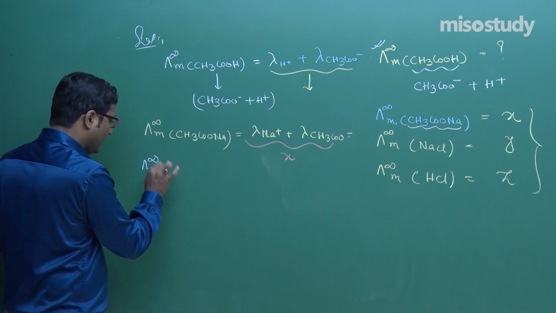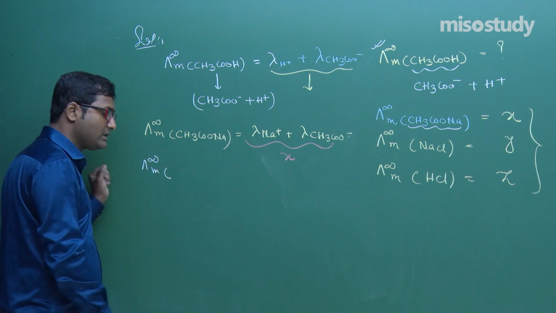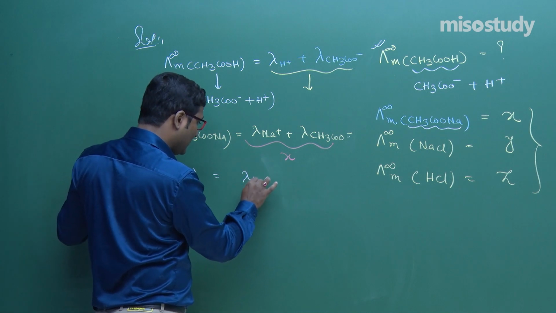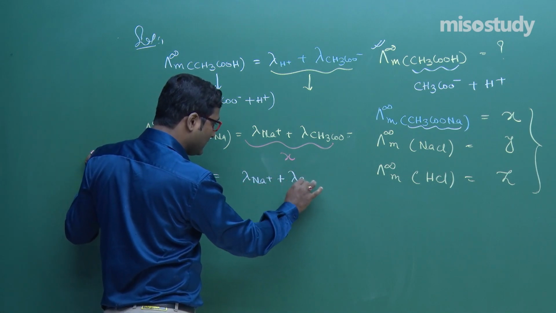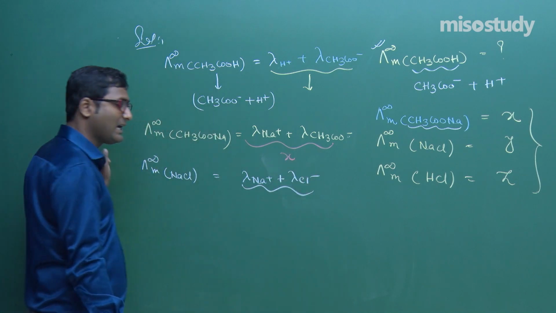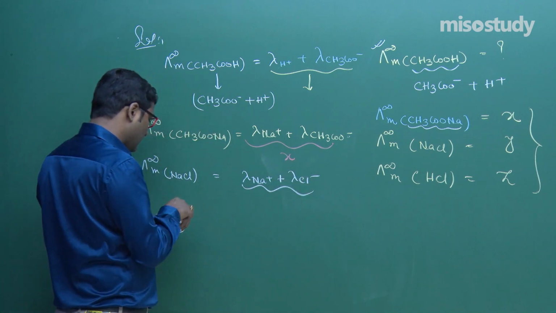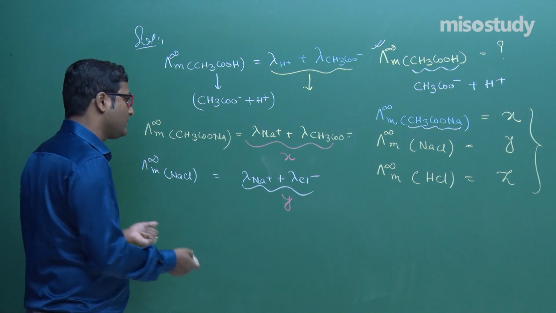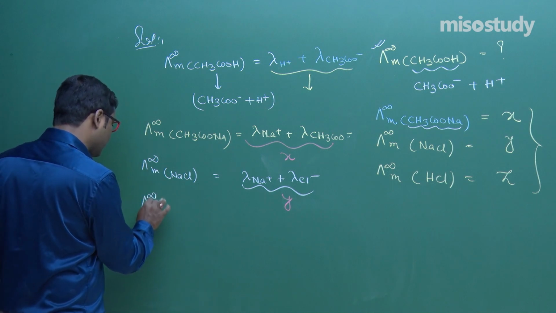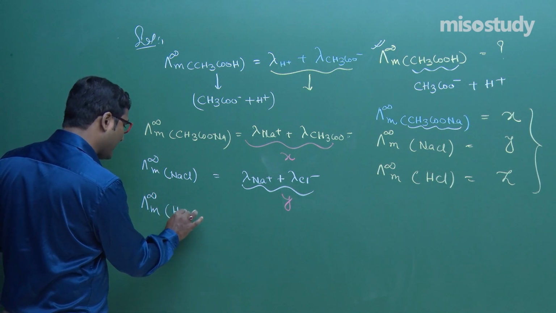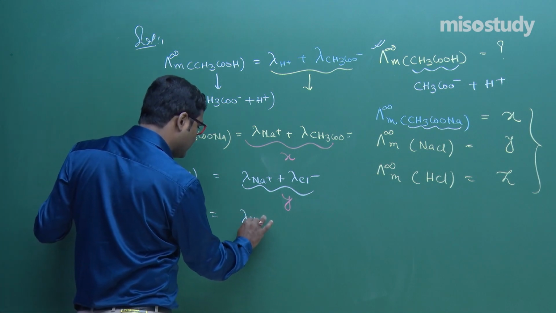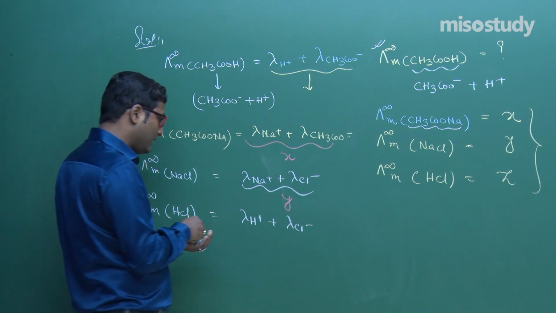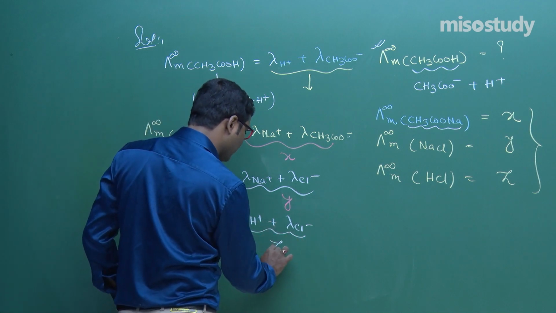The data is different. And the molar conductivity of NaCl can be represented like this, my friend: lambda Na+ and lambda Cl-, that is the ionic conductivity of cation and anion, and its value is given here, that is Y. Yes, sir. Now the next one is the molar conductivity at infinite dilution of HCl, that is the ionic conductivity of H+ and ionic conductivity of Cl-. Its value is given here as Z.